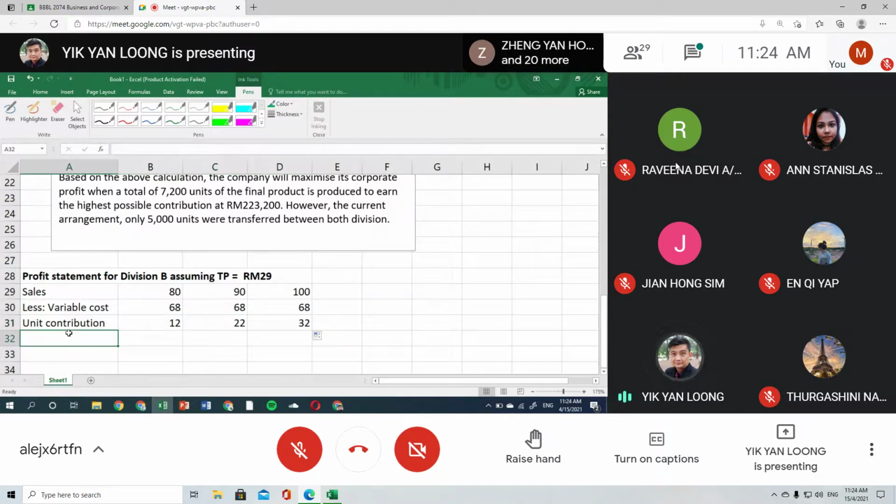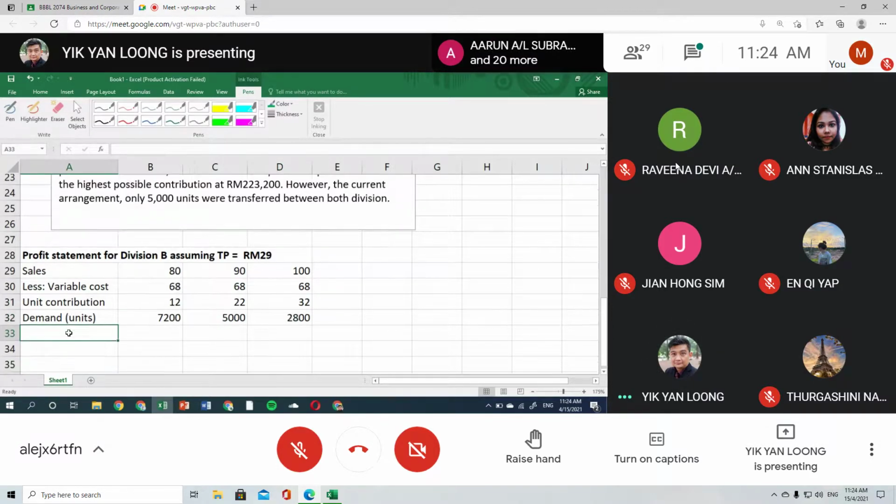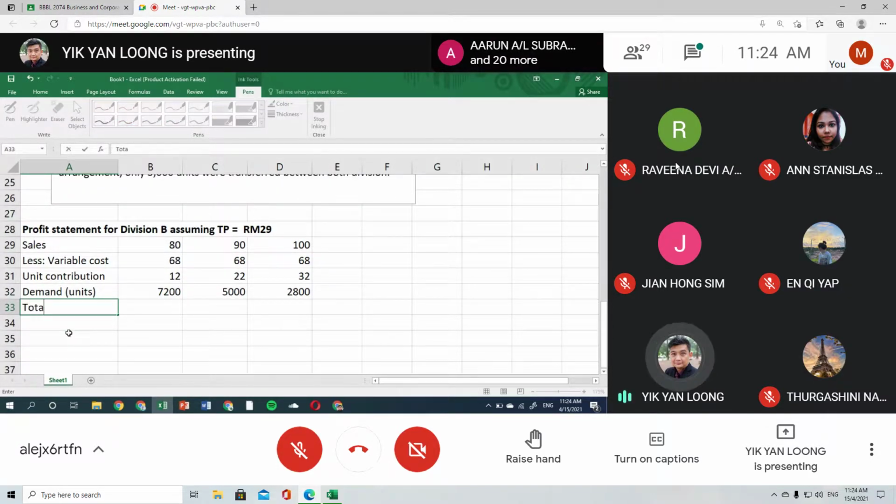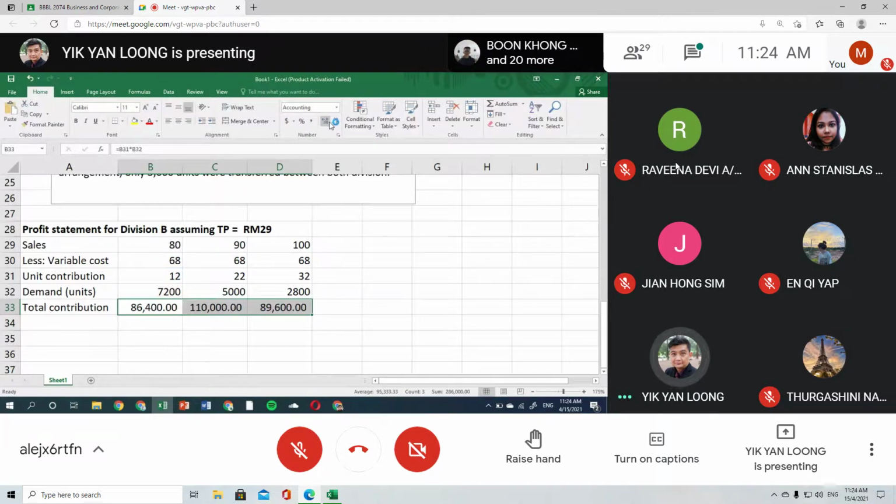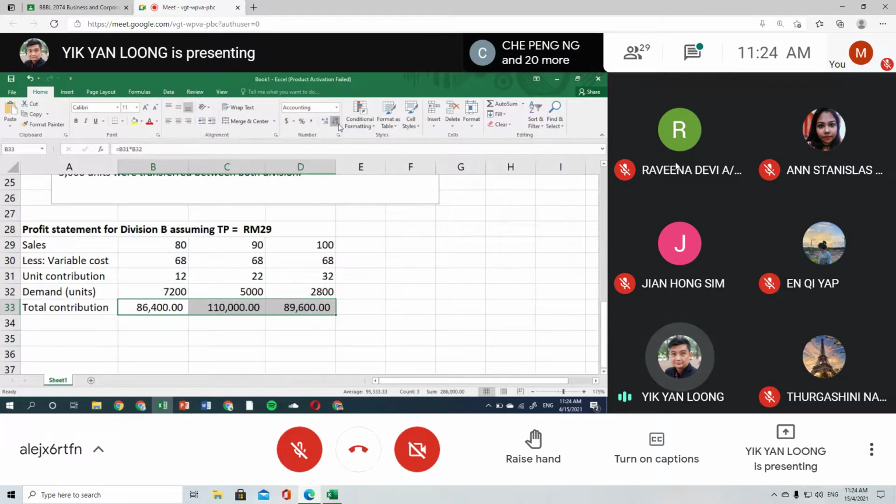Right? So I'm going to multiply by my demand in units: 7,200, 5,000, and 2,800. Therefore, the total contribution is your unit contribution multiplied by the demand. Right. Now, from here, you see one thing, right?